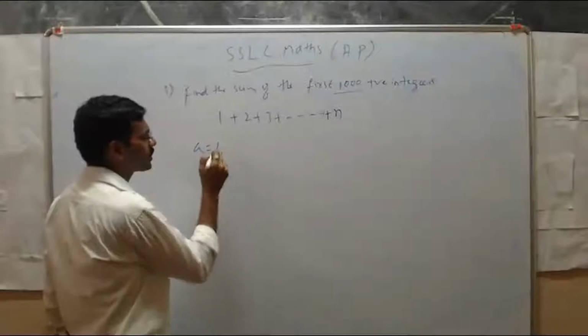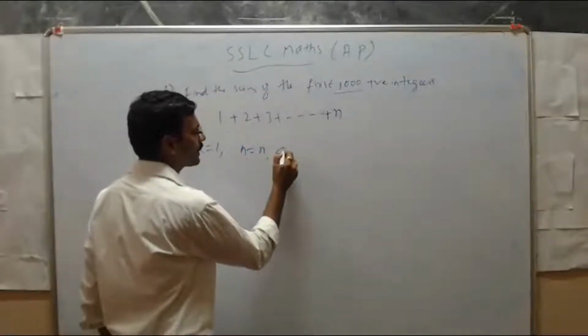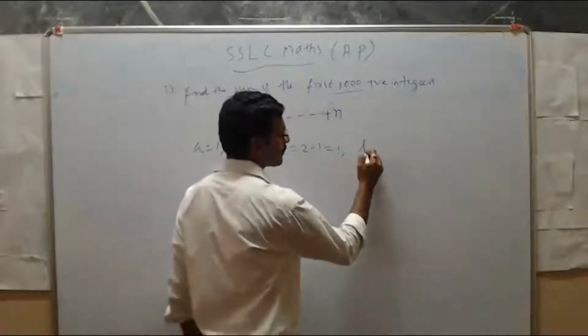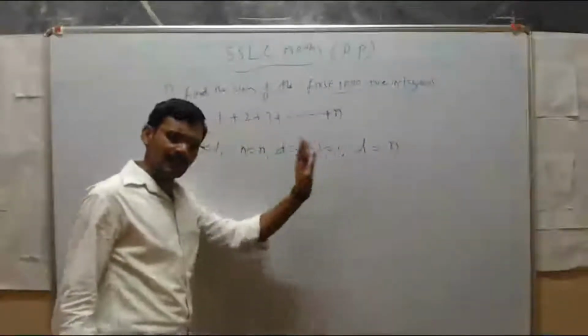What is a? a is equal to 1. The n value is n only. The d value is 2 minus 1, which is 1. The n value is n only. What is the last term? l is equal to n. The last term is also n.